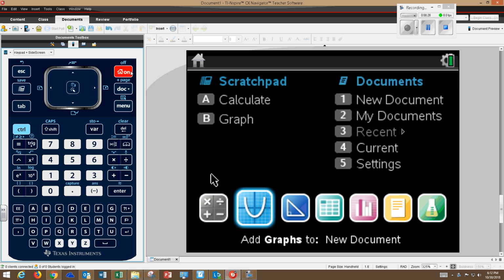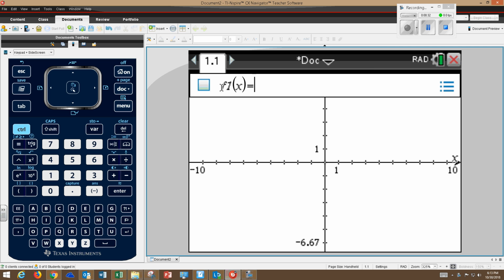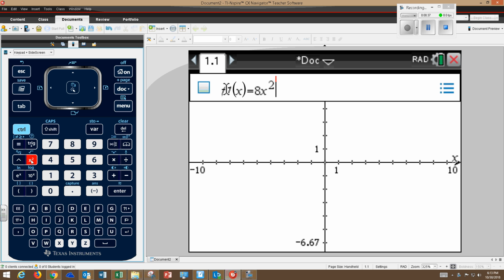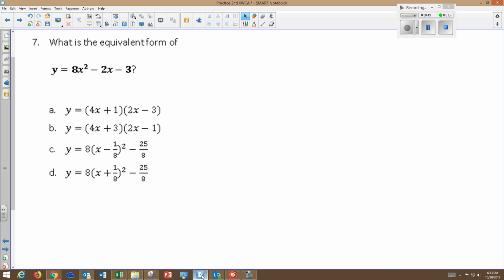I think I want a brand new document. Now let's graph 8x squared minus 2x minus 3. Graph that. We'll get this graph right here. Okay, so we can match graphs here. Let's go back and see.